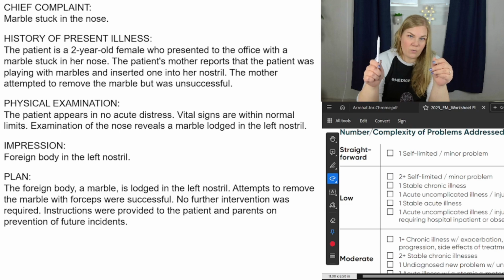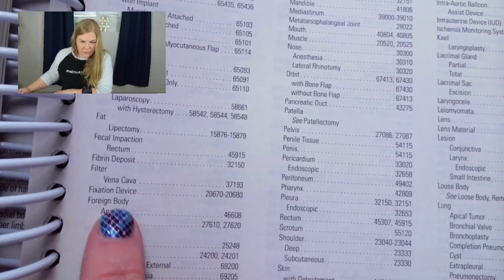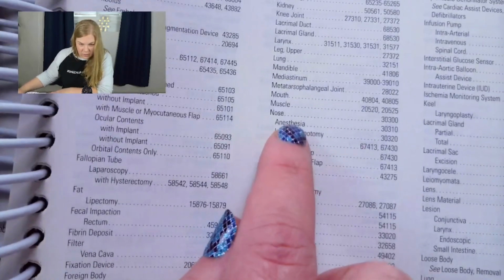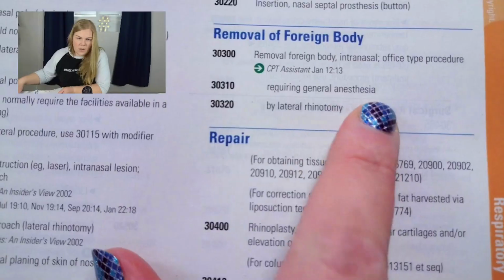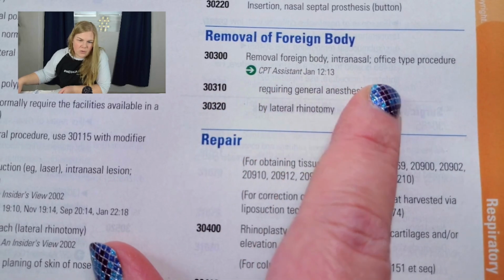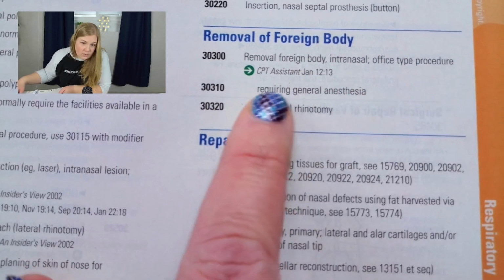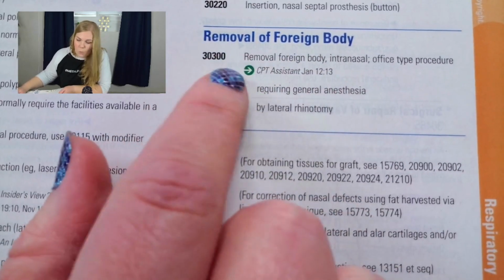Now, there is a code for removal of foreign bodies from the nostril. Check out the index under removal, then foreign body, and then nose, and it directs us to 30300. And you can see here 30300 is removal foreign body intranasal, office type procedure. We also have one for general anesthesia, but this wasn't that. This was the office type procedure. Why do I bring this up though?